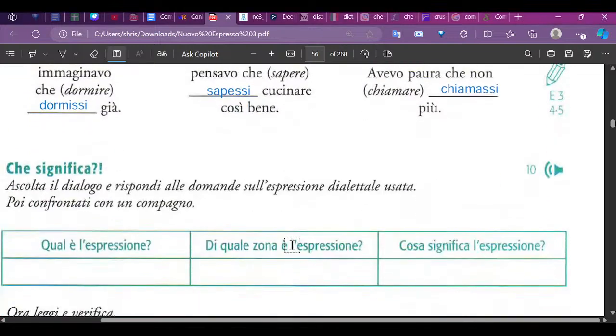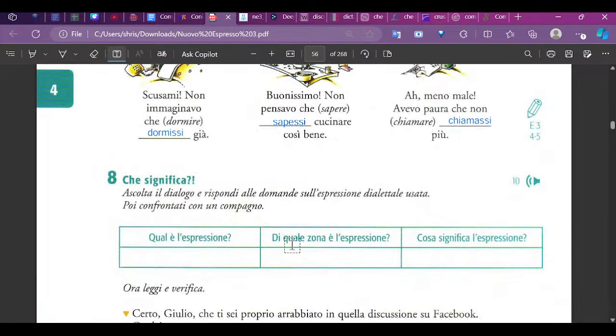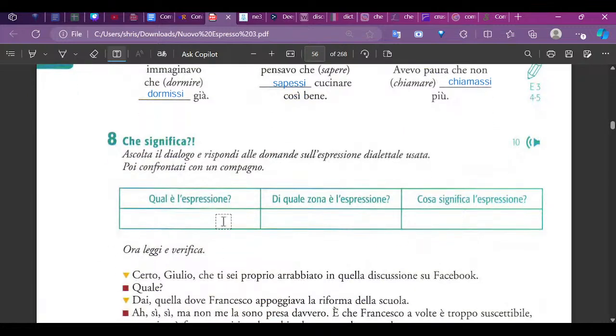Done. Che significa? Ascolta il dialogo e rispondi alle domande sull'espressione dialettale. Oh, okay, wow, nice. Poi confrontati con un compagno, qual è l'espressione? Di quale zona è l'espressione? Cosa significa l'espressione? So what's the term, phrase, word? Where does it come from? What does it mean? Okay, so this is listening, so we'll play the tape now, number 10.